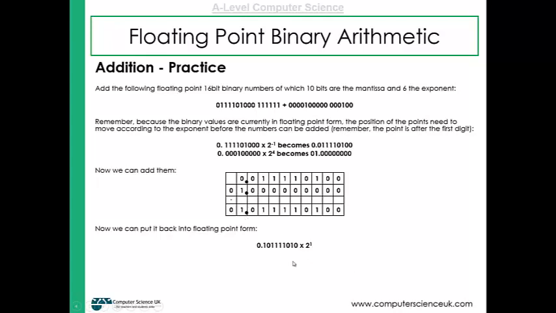And now we can put it back into the floating point binary form that the question started off with, where it's 16 bits, 10 bits for mantissa, 6 for the exponent. So we put the power of 1, or the exponent of 1, into 6 bits, and the mantissa we write down as it's 10 bits on the left.